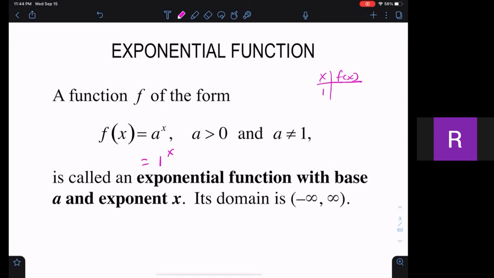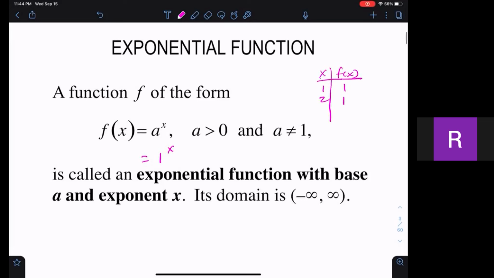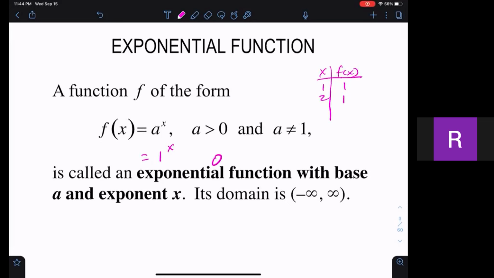So if I put x equals 1, I'm going to get 1. If I put 2 for x, I'm still going to get 1, because 1 to the power of any number is always 1. And a cannot be 0. That's the reason they say it has to be greater than 0, because if the base is 0, 0 to the 1 is 0, 0 to the 2 is 0, and so on, and if you put 0 for x, that's going to be undefined. So be careful with that.